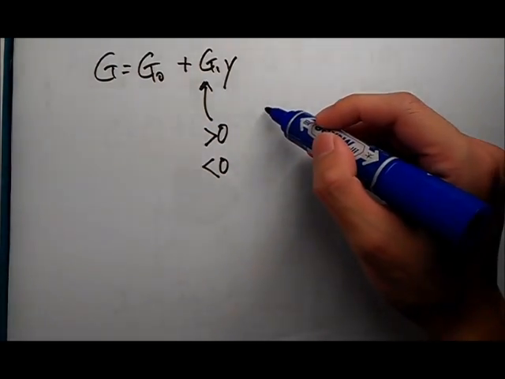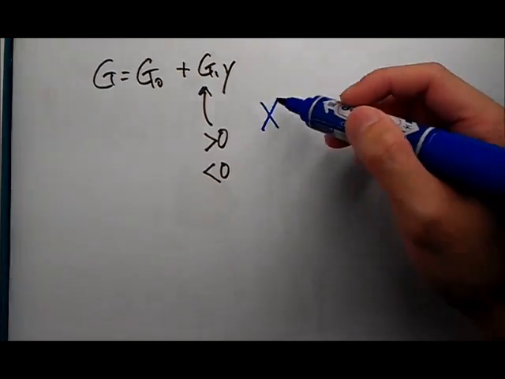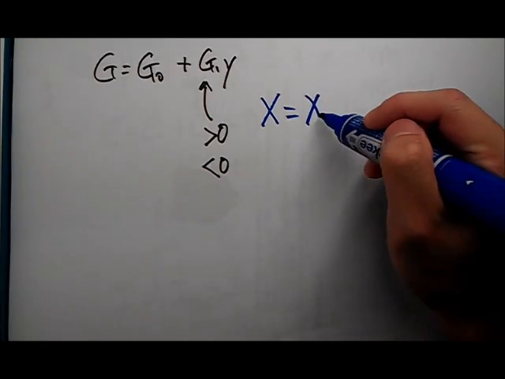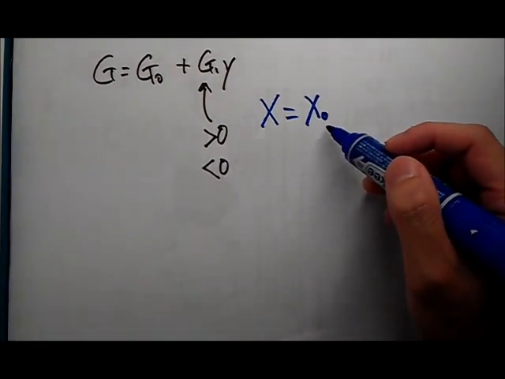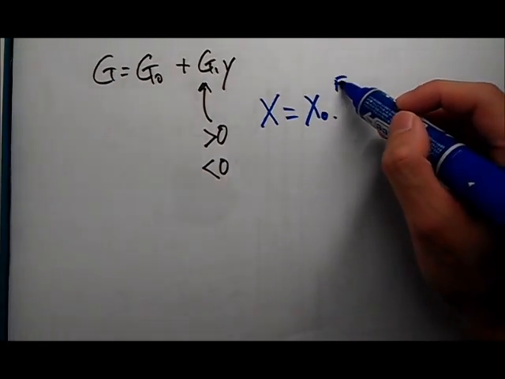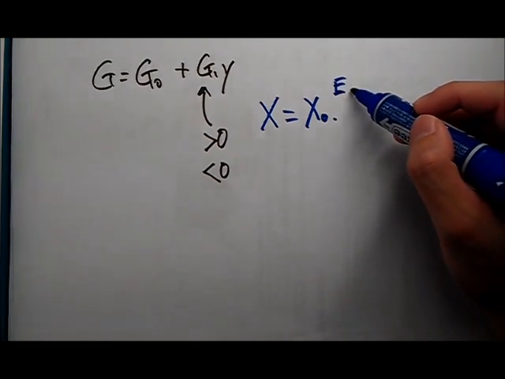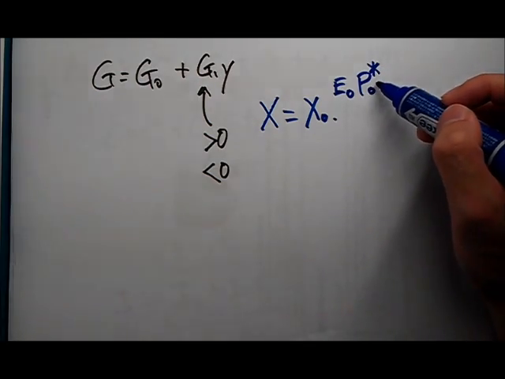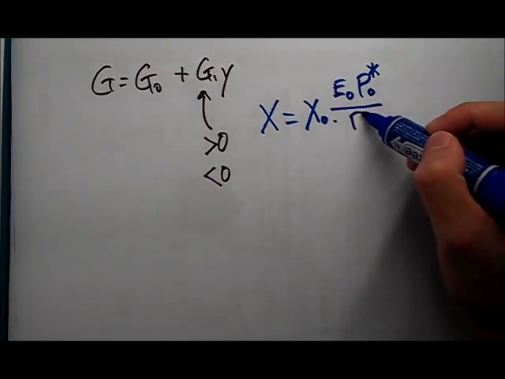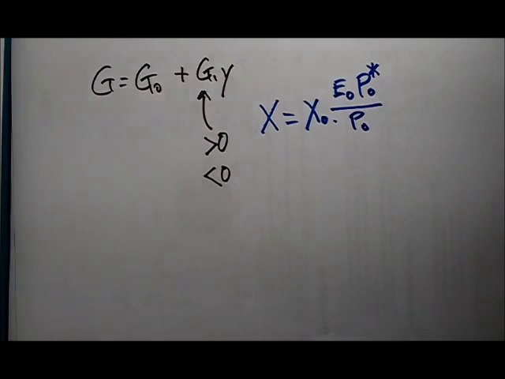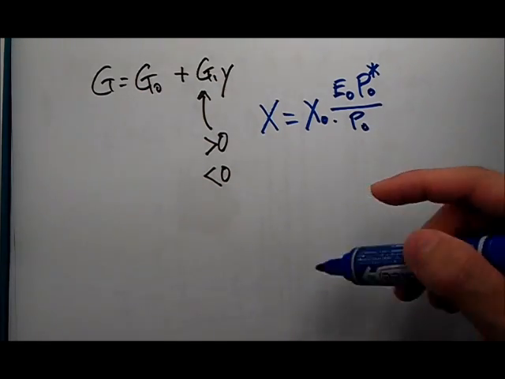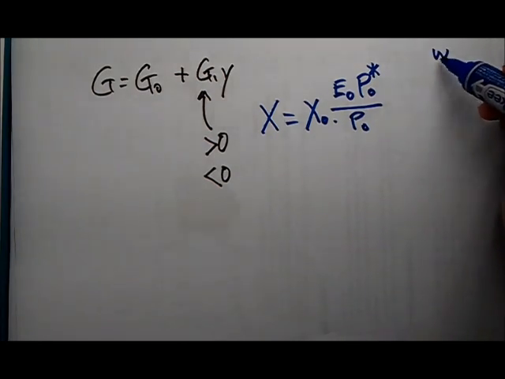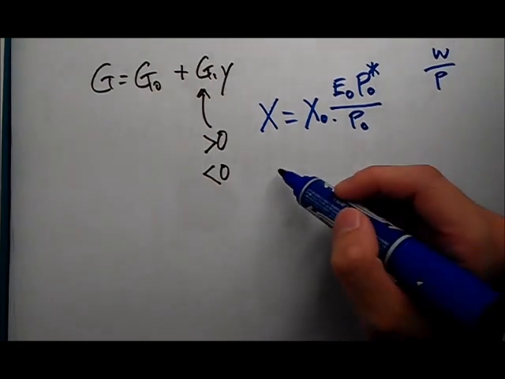Now we have got X0, exports. Basically same thing, it is autonomous exports, but you have to multiply this by the real exchange rate. So it's E0 multiplied by the international prices divided by your domestic prices. This is just the real version of the exchange rate. It's just like real income. Real income is wages divided by prices, right? So this is the same thing.